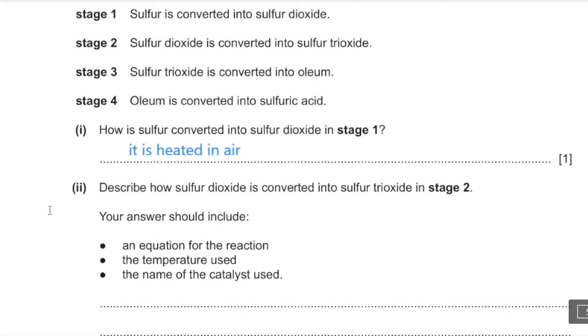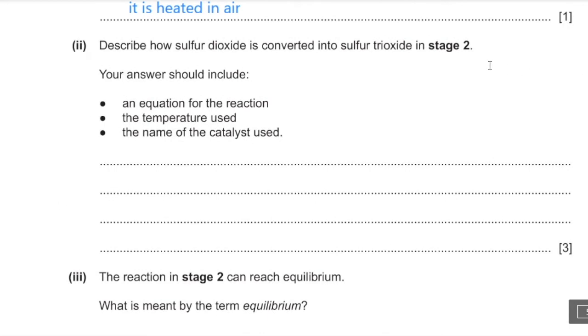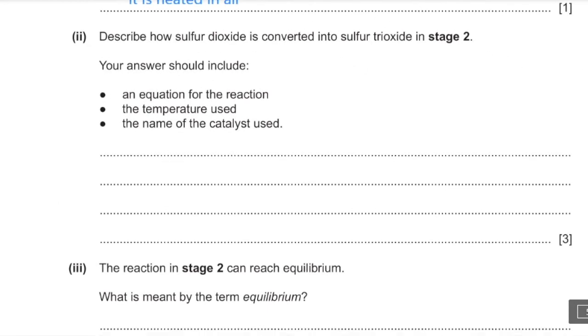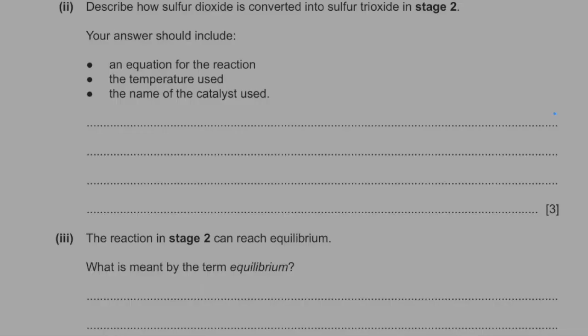To describe how sulfur dioxide is converted to sulfur trioxide in stage 2. So this is an important process, the conversion of sulfur dioxide to sulfur trioxide. Your answer should include equation for the reaction, temperature used, and the catalyst used. Alright, so here we have sulfur dioxide with addition of oxygen is converted to sulfur trioxide, and then I'll balance this equation. Sorry, this is a 2 over here.